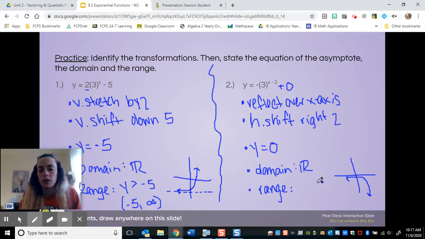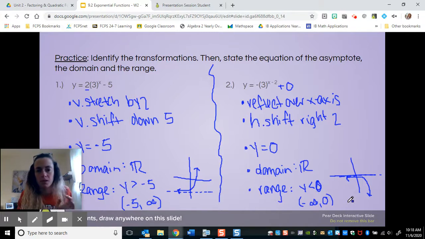So that means my range, I can draw in my asymptote. My range, if I'm doing inequalities, now I am less than my asymptote. So my range could be y is less than that asymptote of 0. Or for interval notation, I'm going from the bottom of my graph, which since it's going down, is -infinity, up to the top of my graph of 0. That's it. So that makes exponential functions a little bit more clear.